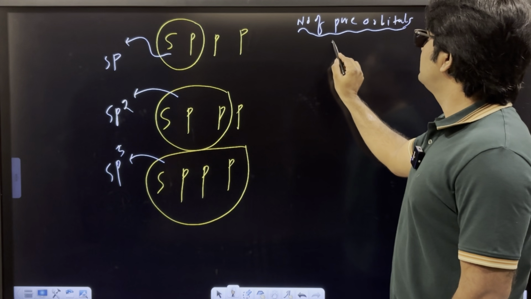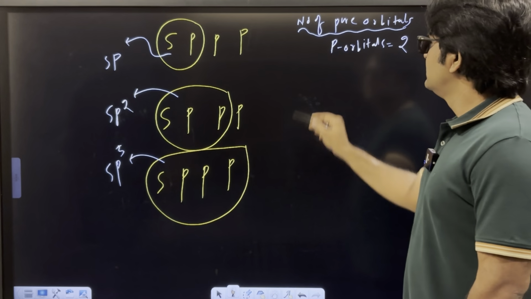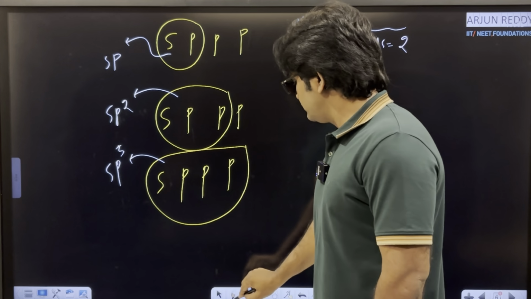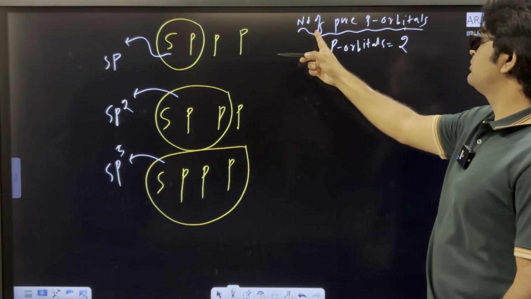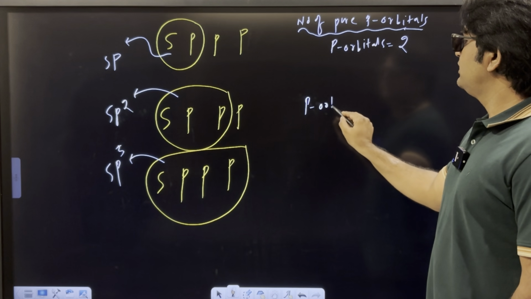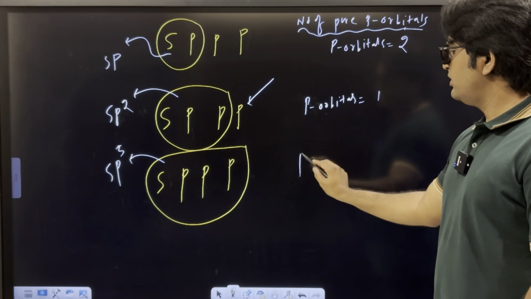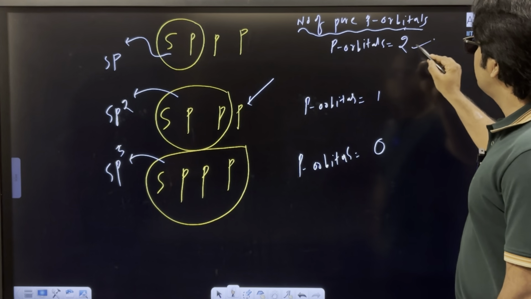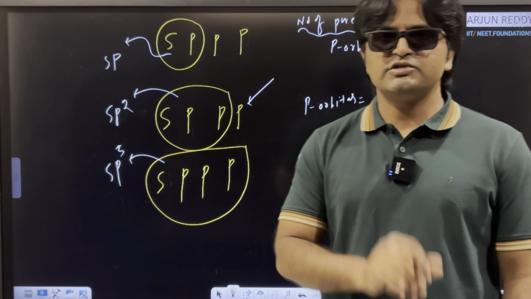Number of pure p orbitals equals how many? 2. Next one, number of pure p orbitals. Just remember this point. Number of pure p orbitals, 2. Here number of pure p orbitals equals 1. Now this is left, not participating in hybridization. Here number of pure p orbitals equals how many? 0. Clear? In the first one, number of pure p orbitals 2. Here 1. Here 0. Okay, these are the very fundamental basics for organic chemistry, right?